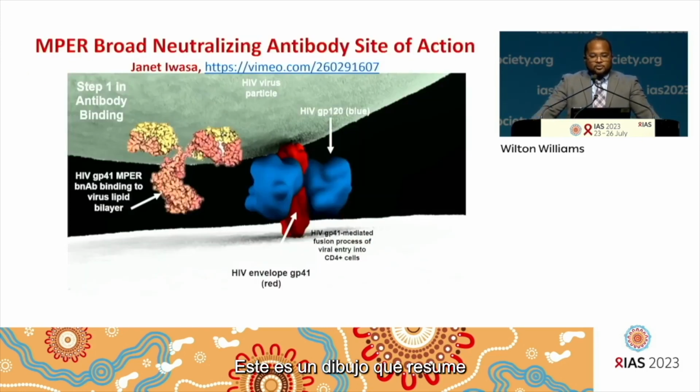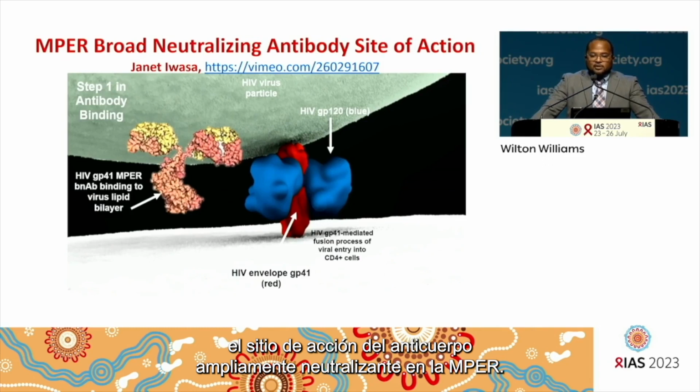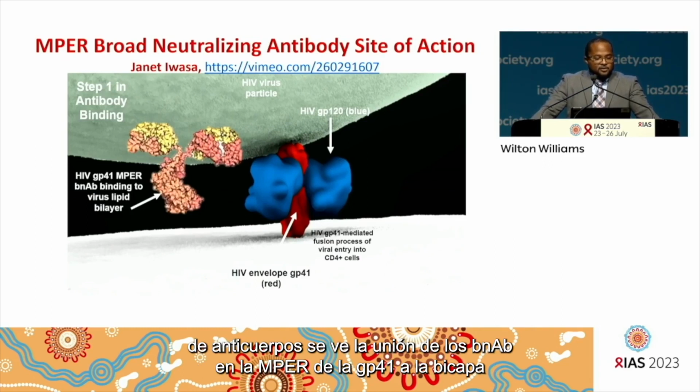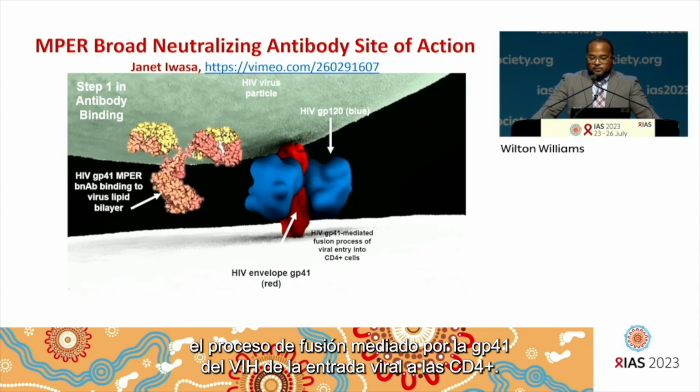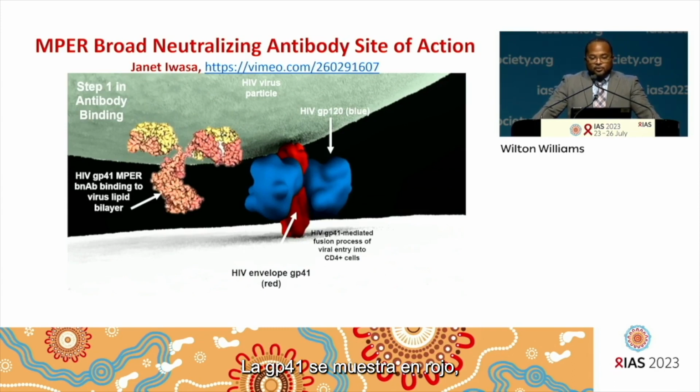So this is a cartoon that summarizes the MPER broadly neutralizing antibody site of action. On the left, in step 1, antibody binding, you see gp41 MPER bNAb binding to the virus lipid bilayer. And on the right, you see the HIV gp41-mediated fusion process of viral entry into CD4 positive cells. gp41 is shown in red, connecting the virus at the top to the cell at the bottom.